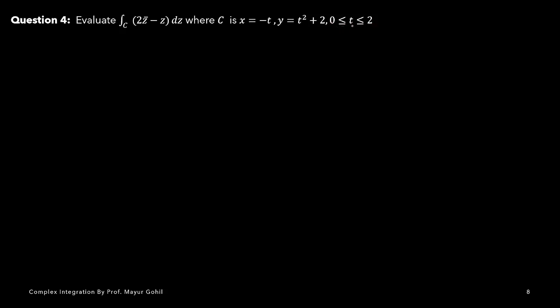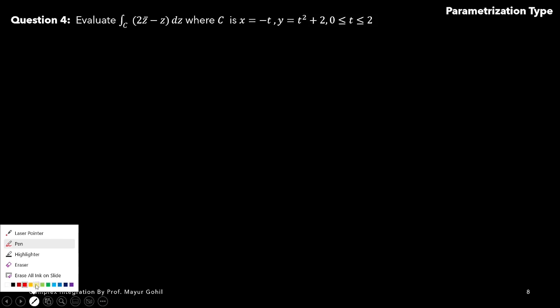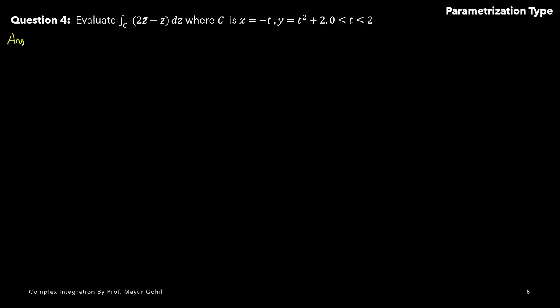Now such a type is called parametrization type. So the curve is parametrically defined and given to us. We need not worry about how the curve looks like or what the curve is. Without even drawing the curve, we can solve this integral. Let us see how to go about it. In such a case, our first step will be understanding the curve, the nature of the curve and the limits and everything like that.